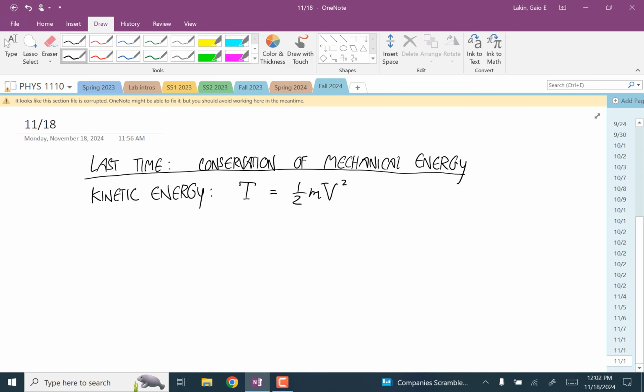So as an object's speed increases, it gains energy. Think of speed as a type of energy. If an object's slowing down, it's losing energy. If it's speeding up, it's gaining energy. And I defined work as a change in energy due to an applied force.